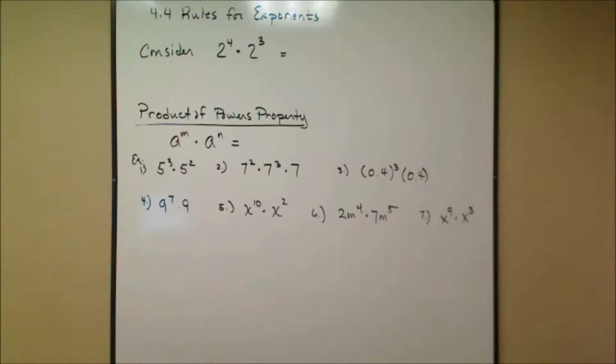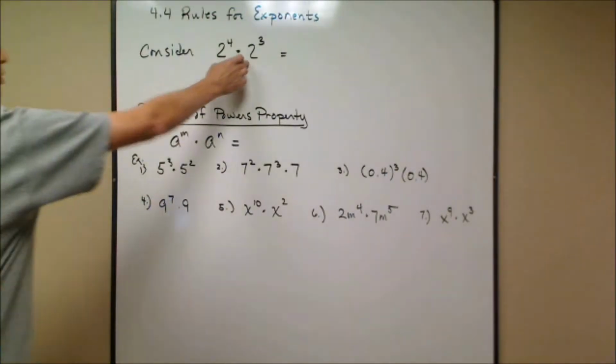Rules for exponents. We've talked about exponents before, and now we're going to look at a couple of key properties of exponents. There are a lot of important properties of exponents. We're going to look at two of them in this section. Consider the example 2 raised to the 4th power times 2 to the 3rd power, which we sometimes say is 2 cubed.